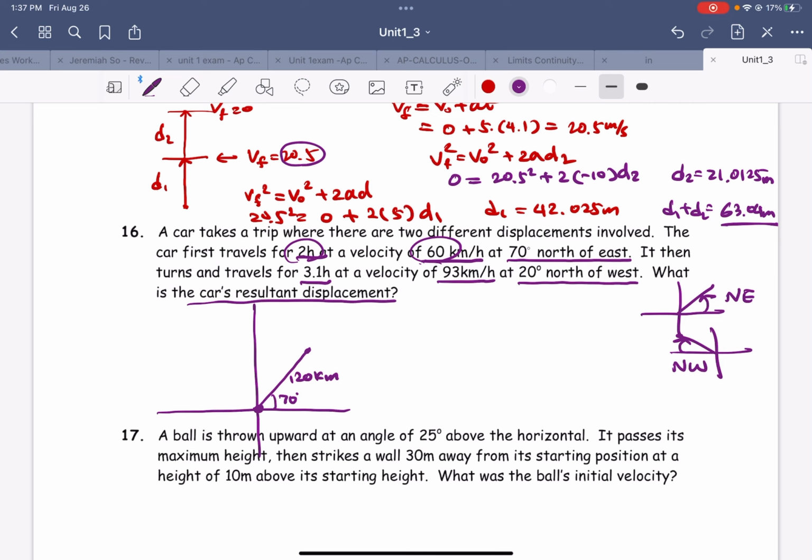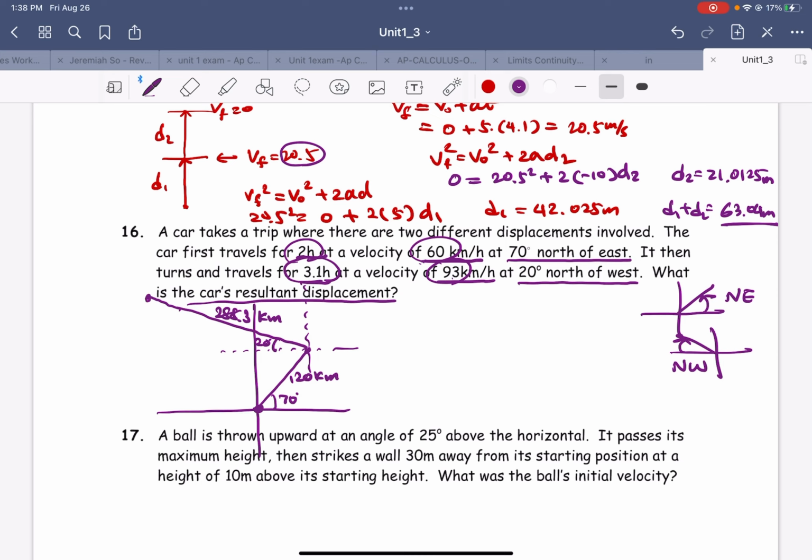I got 288.3. That's north of west. So let's draw like this from the horizontal. 20 degrees. The value is a lot bigger. Like that here. So that's 20 degrees north of east. And that length here is 288.3 kilometers, by multiplying 3.1 times 93.